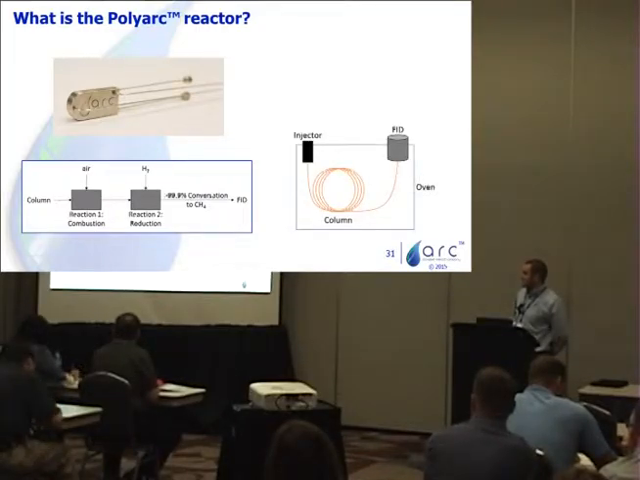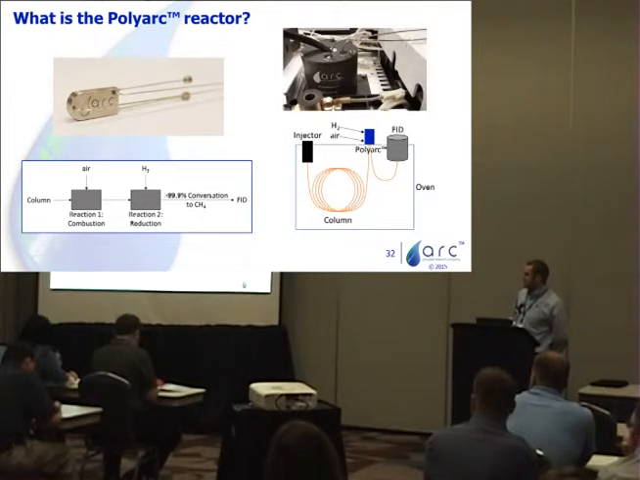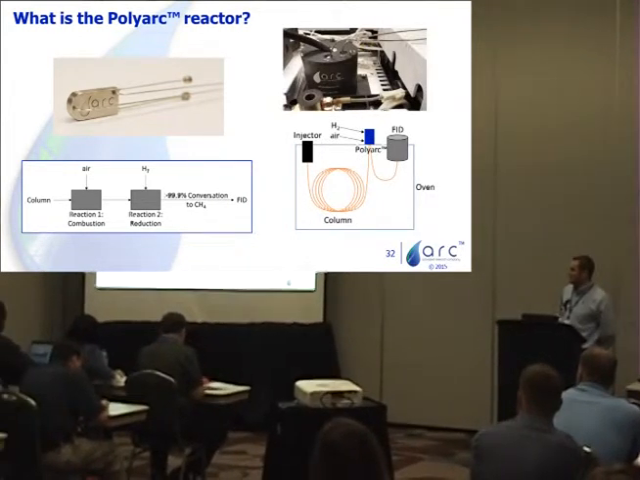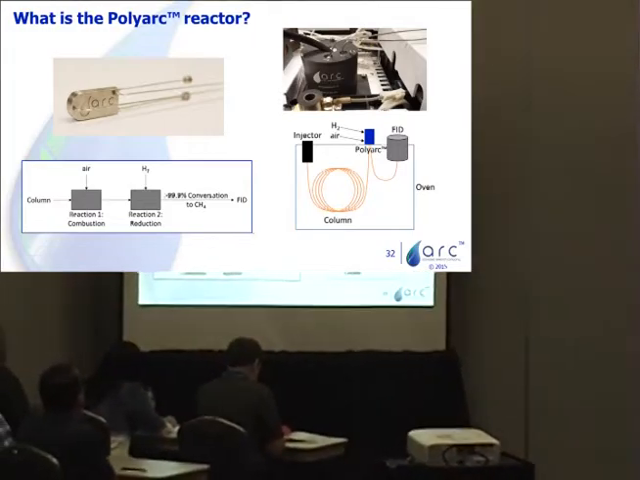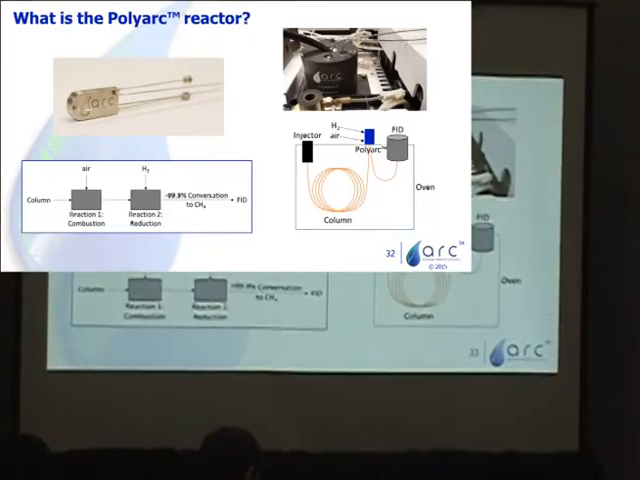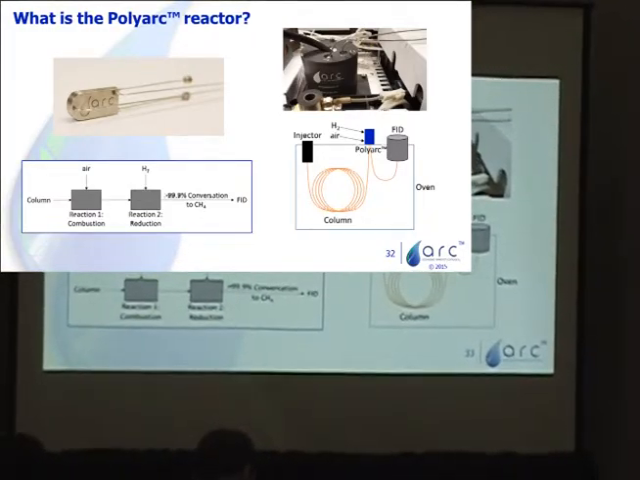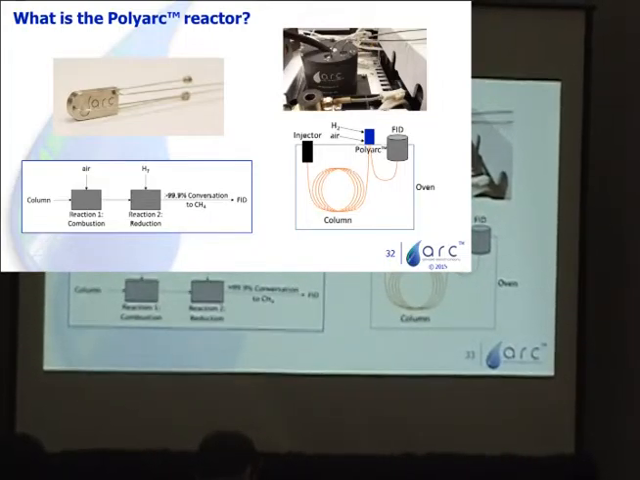So where does this fit in a typical GC? Here's a simple schematic of a column that fits between your injector and your FID. We simply insert our reactor between the column and the FID so that you do your separation first, and then you convert everything into methane sequentially as it comes out of that column as it goes into the FID.